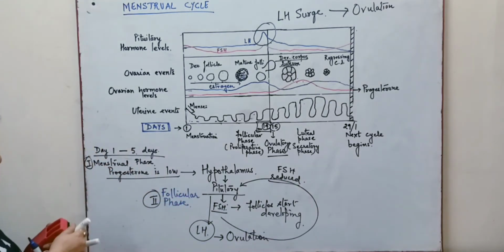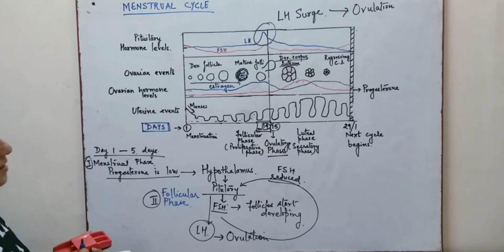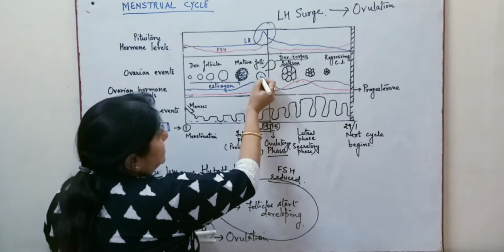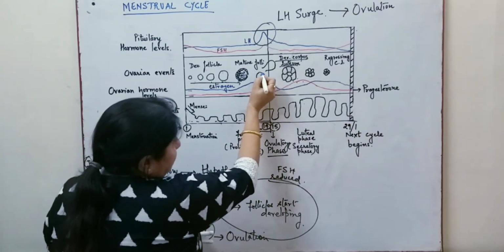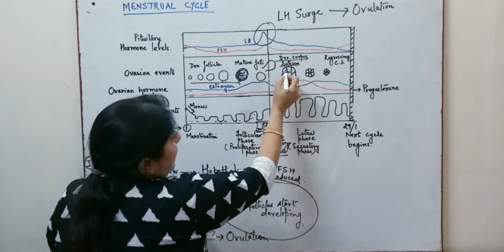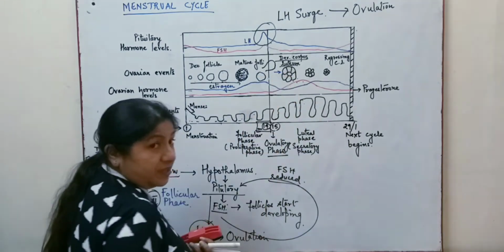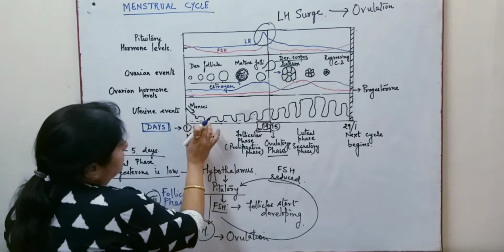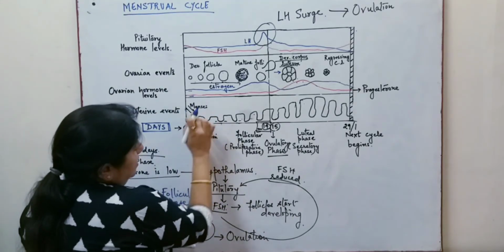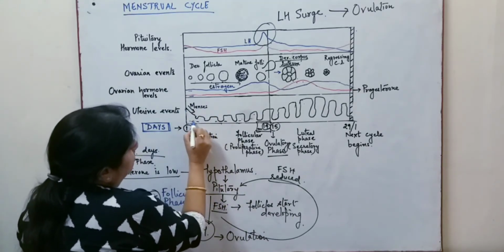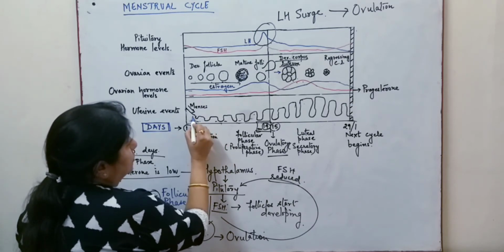Now due to this ovulation, the ova is being released and the corpus luteum is being formed. Also, see over here, this is the endometrial lining of the uterus.